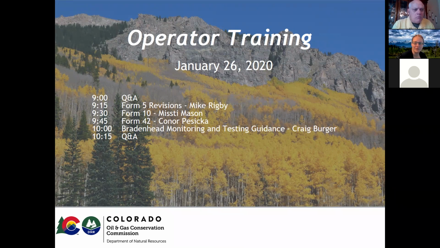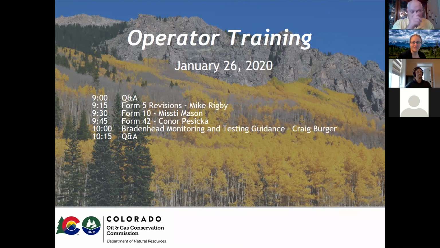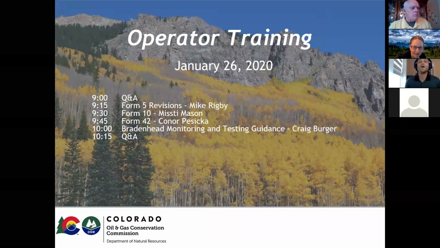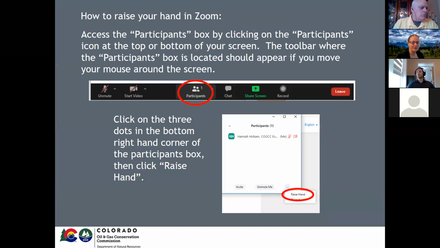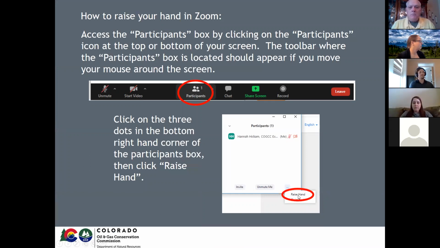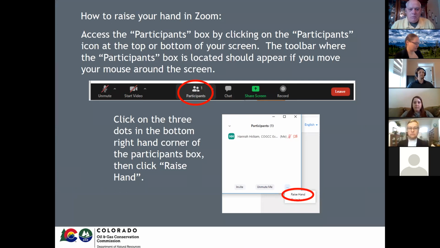If you have a question, we will have some answers, and you can chat those in. Here is how you can either raise your hand or chat. Give me just a moment to pull that up. There we go. The participant box is what is circled in red, and you can raise your hand with these three dots in the participant box. The chat function is right here as well, so you can click that to ask a question, and we will have somebody answer those.